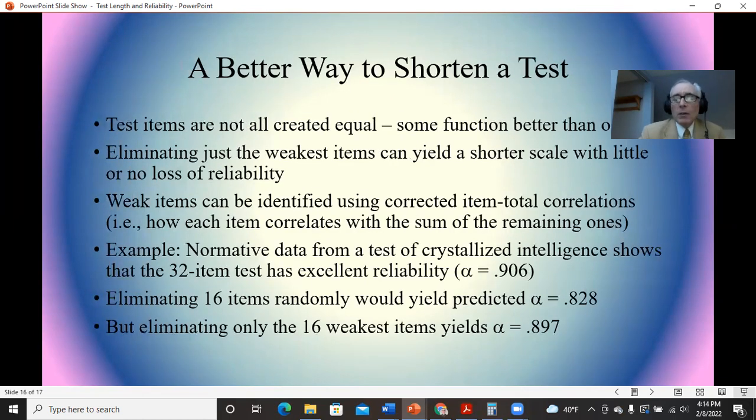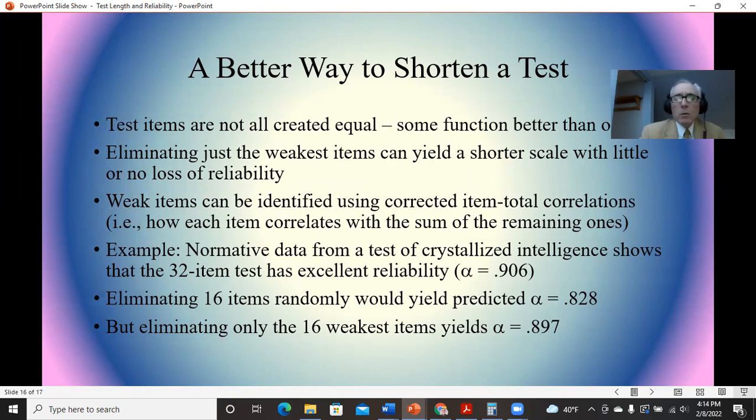Now, I do want to emphasize, when you're developing a short form of a scale, there's a better way of doing it. Randomly eliminating items is okay if all you have is the list of items and no ability to collect any further data. But you can actually come out ahead if you collect a little more data here. Because remember, not all test items are performing equally well.